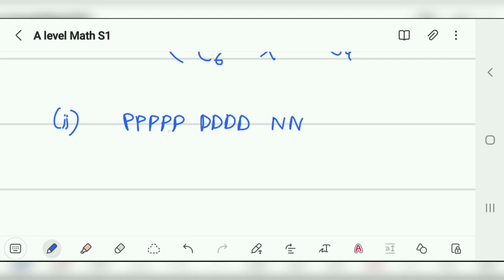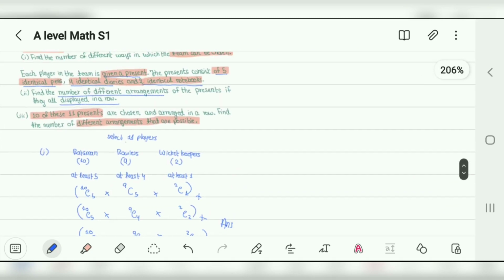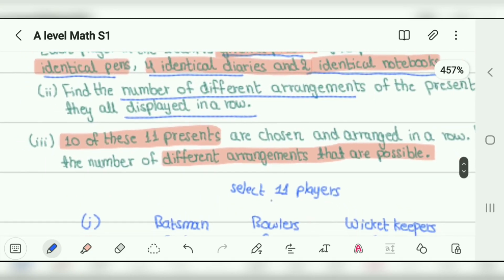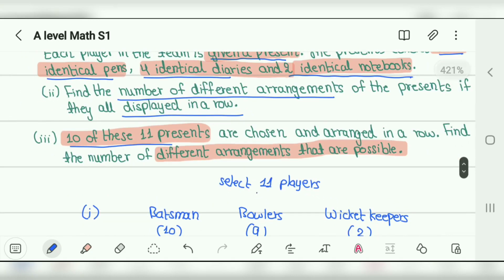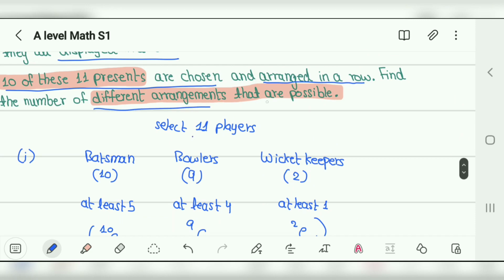So it's going to be 11 factorial upon 5 factorial multiplied by 4 factorial multiplied by 2 factorial. This is the answer. Okay, it's done. Now let's see part 3. 10 of these 11 presents are chosen and arranged in a row, which means they have already been chosen, and we need to find the number of different arrangements that are possible.